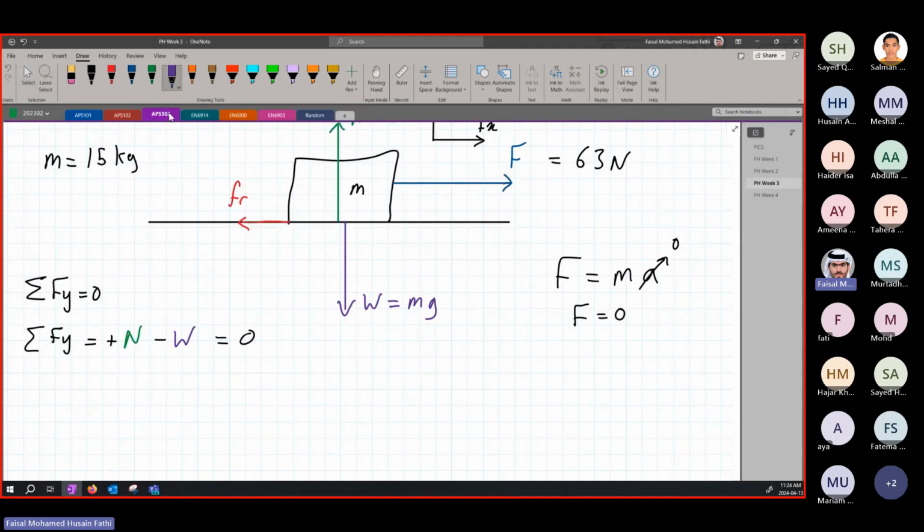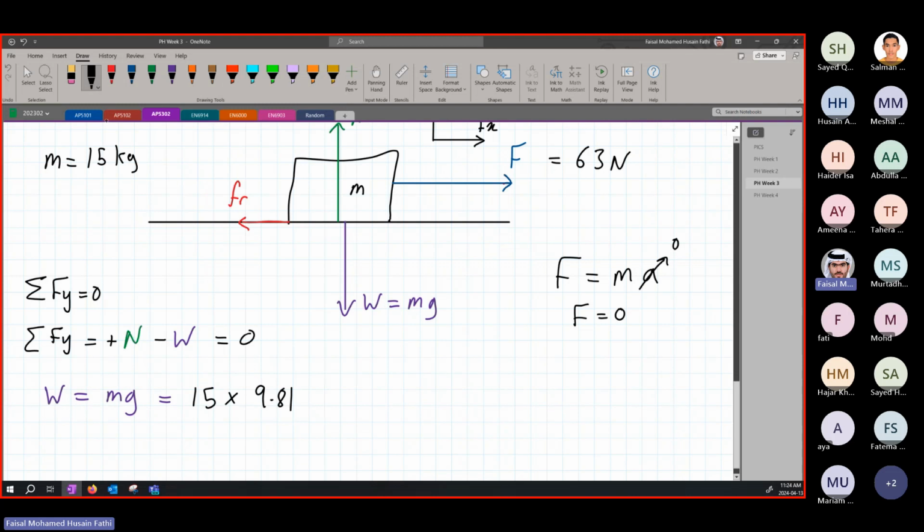We know that W, before solving this equation, is equal to mg, which is equal to 15 times, let's say gravity is 9.81, all right? Again, gravity will be given to you in the question, so don't get too confused. It might be given as 9.8, as 9.81, as 10. Don't worry too much about that. So if we just multiply these, we're going to get 147.15 newtons, all right? So this is our W.